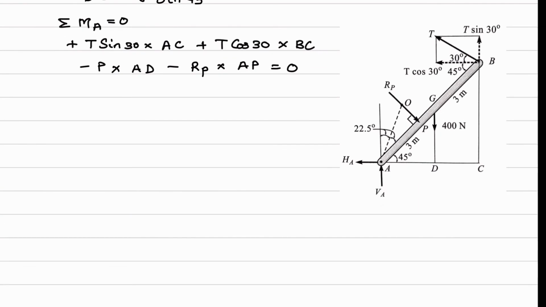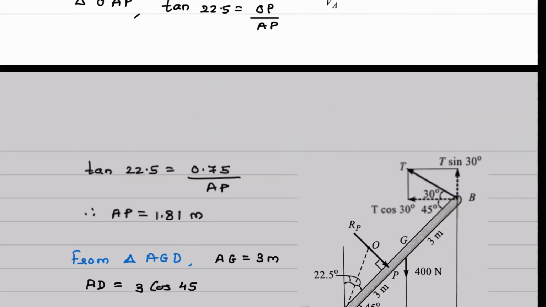Now substitute all the values here. I am not substituting the values over here. You will get tension equal to 588.08 Newton. What is the angle of this tension? This angle is 30 degree with respect to horizontal. This was asked in the question, so we have calculated it now.